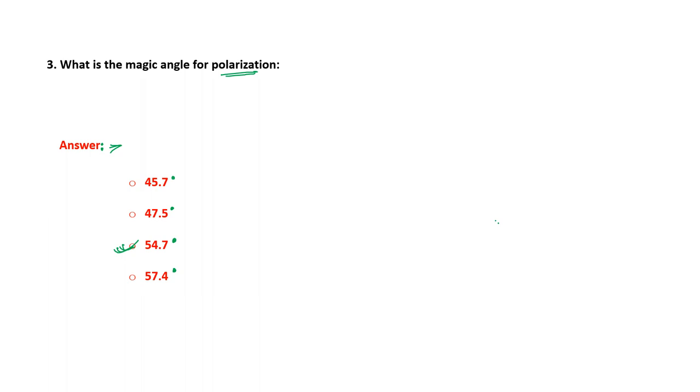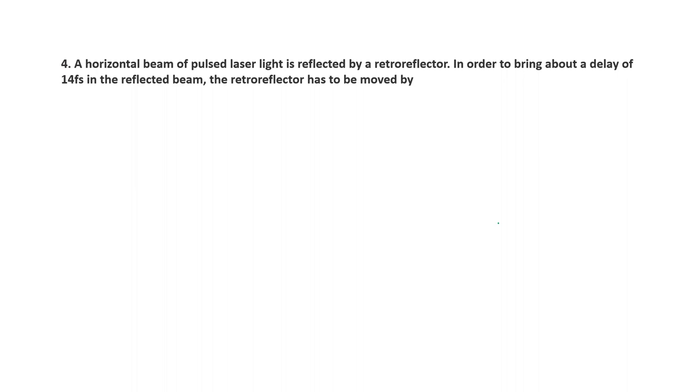Okay, the next is: a horizontal beam of pulsed laser light is reflected by a retroreflector. In order to bring about a delay of 14 femtoseconds, the retroreflector has to be moved by how much? Just try to remember this question. We have solved this question with a very easy technique, so it is not that difficult to solve.